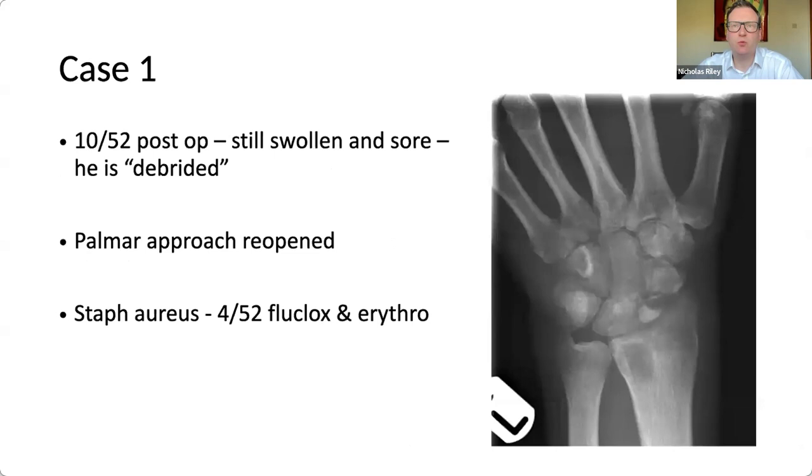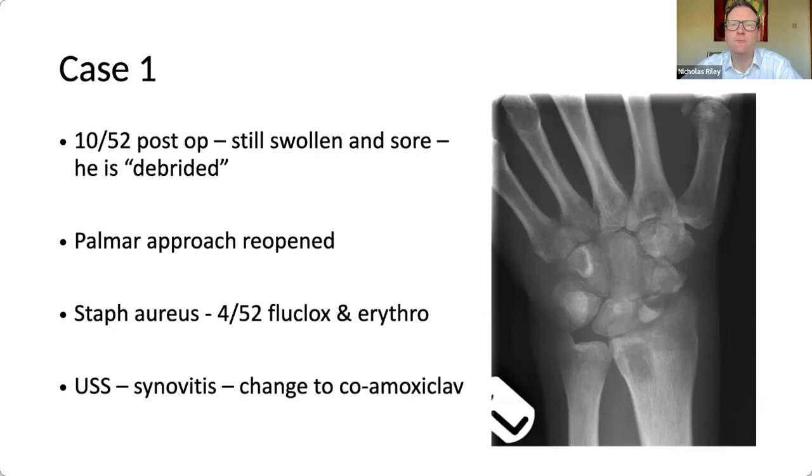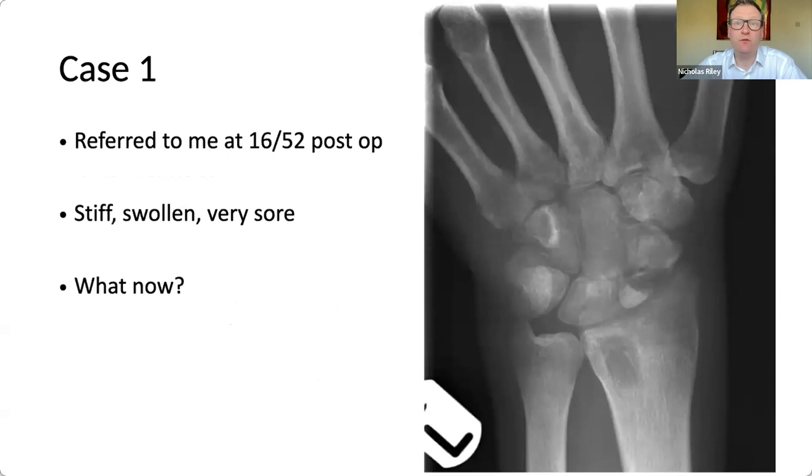At 10 weeks post-op, the wrist was swollen and sore, and he was taken back to the theatre, and he was debrided. The Palmer approach was reopened. They sampled Staphylococcus aureus, and he was prescribed a 4-week course of flucloxacillin and erythromycin. At 4 weeks after this, he came back to the clinic. He had an ultrasound scan because the wrist was still swollen and synovitis was diagnosed, and he was converted back to Augmentin. At 16 weeks post-surgery, he was referred to me, the wrist stiff, swollen, and very sore.